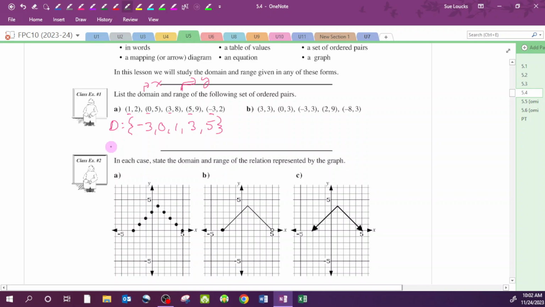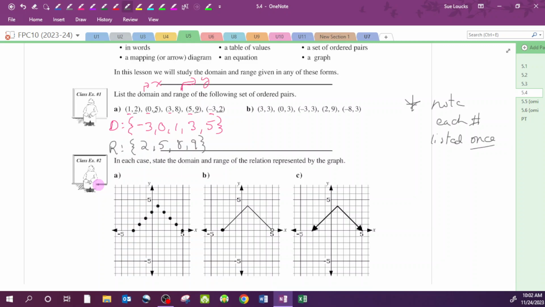And do the range in a different color. So the range is all of the Y values. So if I put those in order, it's the set of numbers 2, 5, 8, 9. Okay, and over here, note each number is listed only once. If it shows up twice, we only list it once because we just want the list of numbers. If we're just saying the domain and range, we don't care how many times each is used. We just want that list of numbers.